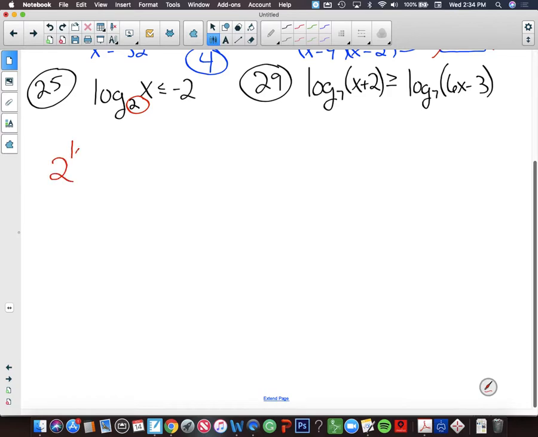So it would look like this: 2 to the log base 2 of x is less than or equal to 2 to the negative 2 power. When I do that, these will cancel, and I get x is less than or equal to 2 to the negative 2 power, which means x is less than or equal to 1/4.